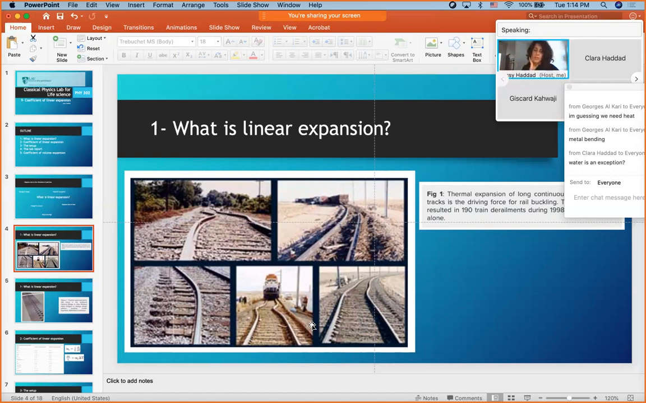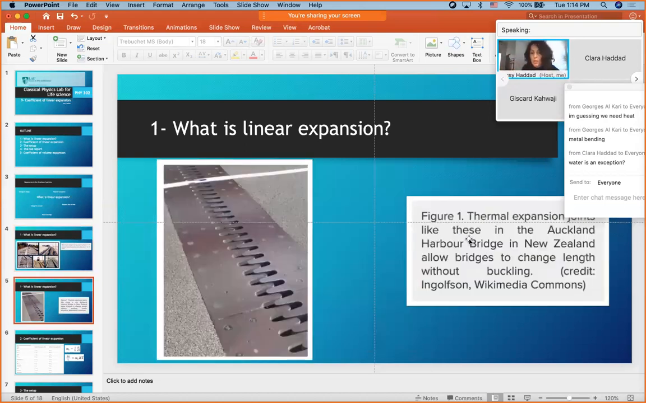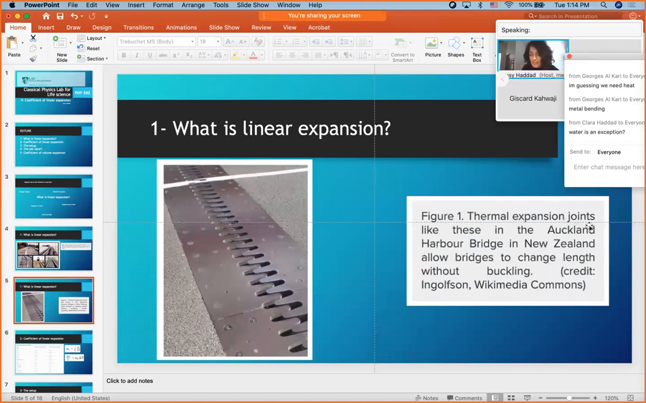It is actually visible if we're talking about rails, like very long rails, like this one. Thermal expansion joints like these in a certain bridge in New Zealand allow bridges to change length without buckling. So we actually are scared that whenever the changes happen, you can destroy or modify the bridge a bit, and it will actually play around with safety.